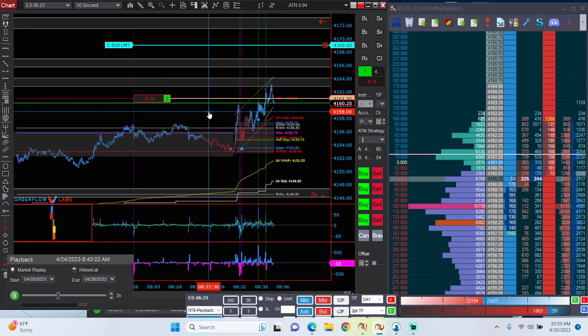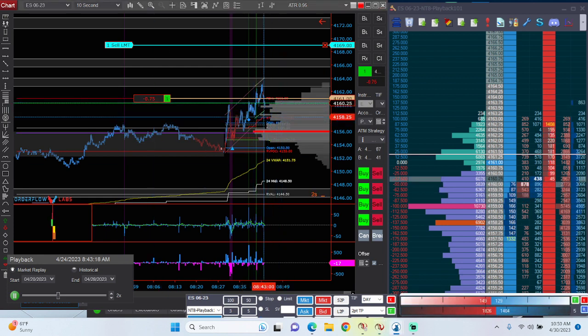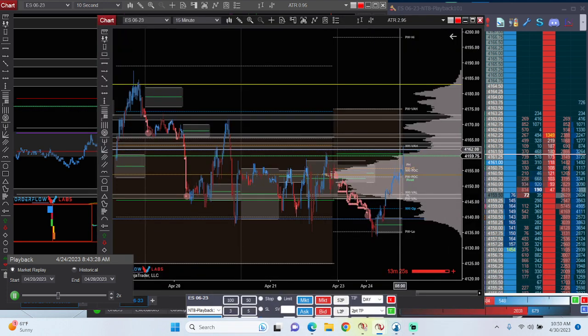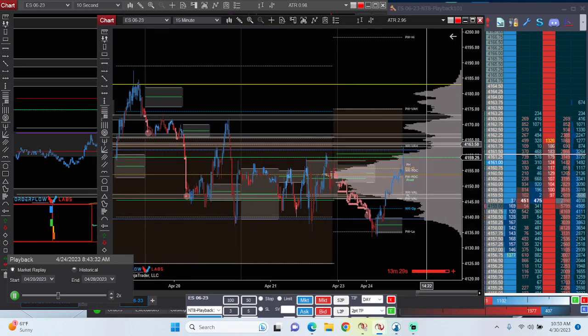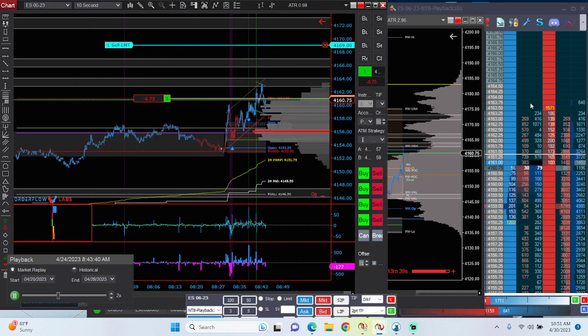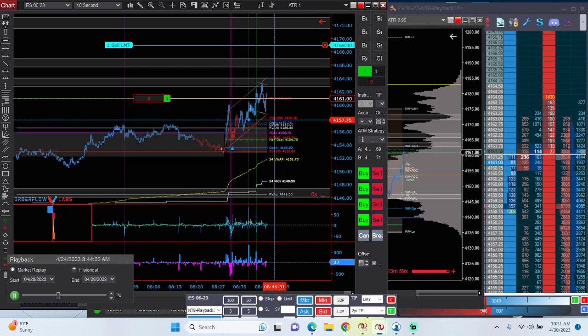Still bullish for the simple fact above overnight high. And looks like we are building above this overnight high. Still not really getting through this LVN though. Let's see. Can it push through it? Push through it.